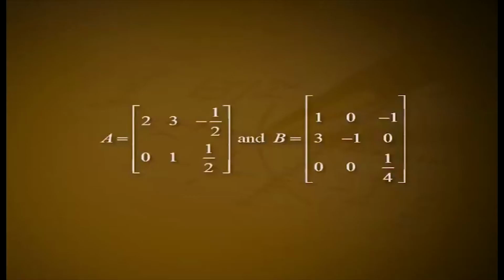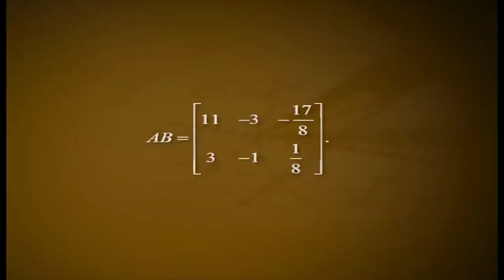Example 3. By means of an example, we now show that A is conformable to B for multiplication need not imply that B is conformable to A for multiplication. Let A be the matrix 2, 3, minus 1 by 2, 0, 1, 1 by 2, and B be the matrix 1, 0, minus 1, 3, minus 1, 0, 0, 0, 1 by 4. Then A is conformable to B for multiplication because the number of columns of A is 3, which is equal to the number of rows of B.